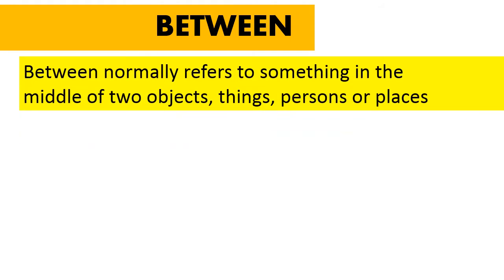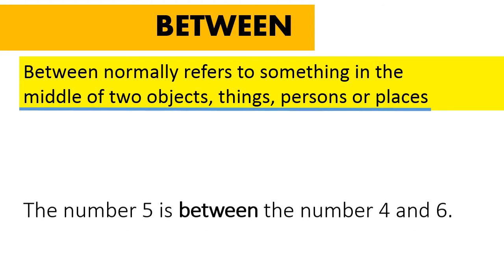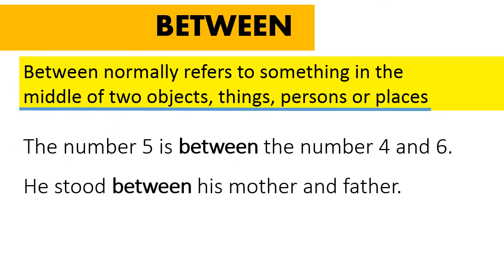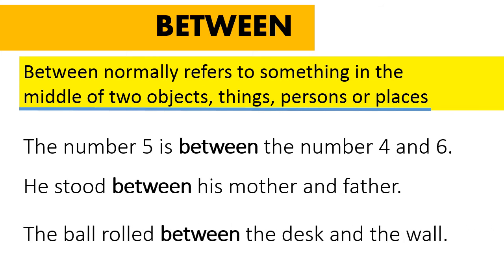Now let's talk about between. Between normally refers to something in the middle of two objects, things, persons, or places. Examples of these are: the number 5 is between the number 4 and 6. He stood between his mother and father. The ball rolled between the desk and the wall.